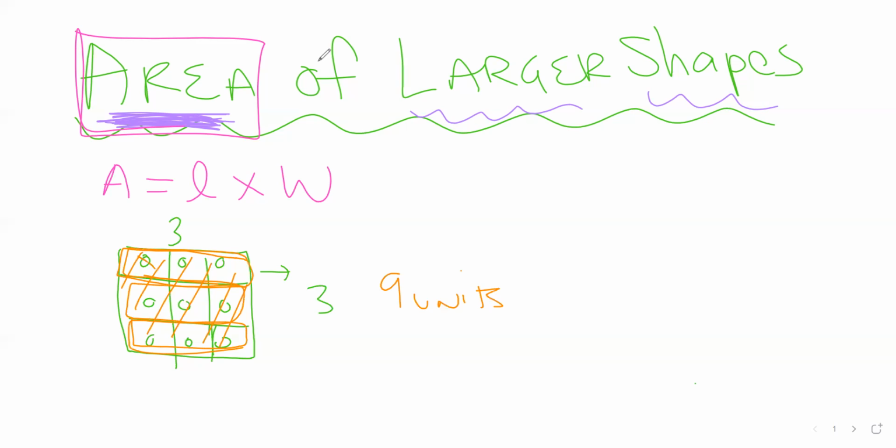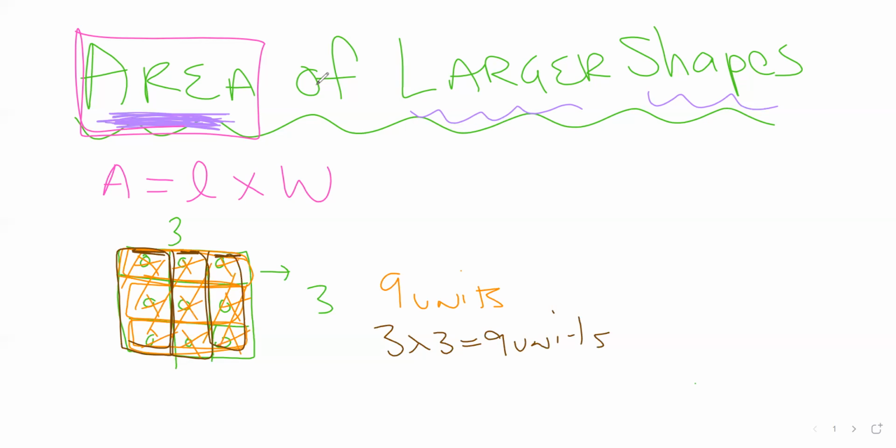I could count them all. Look, 1, 2, 3, 4, 5, 6, 7, 8, 9. Or what I could say is like, oh, cool. Well, I know I have 1, 2, 3. And in each one of those threes is another group of three. So that gets me 3 times 3, which is equal to 9 units.